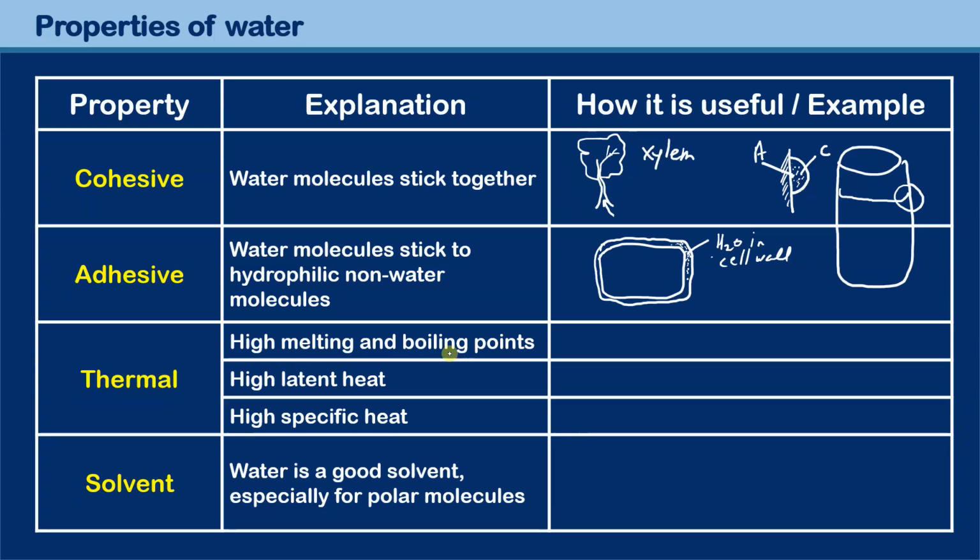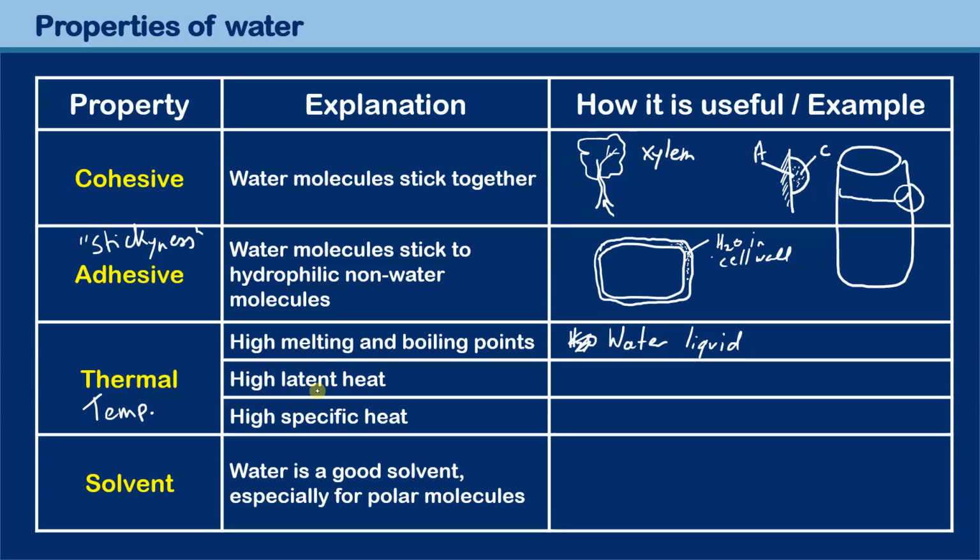Now, there are also thermal properties, and this relates to temperature. Water has high melting and boiling points. That's pretty important because water is mostly liquid. So H2O, let's just write, water is liquid between 0 degrees and 100 degrees. So this is important for life.